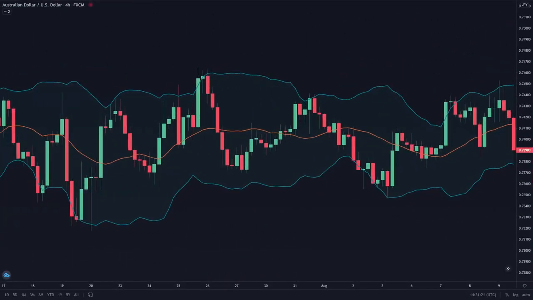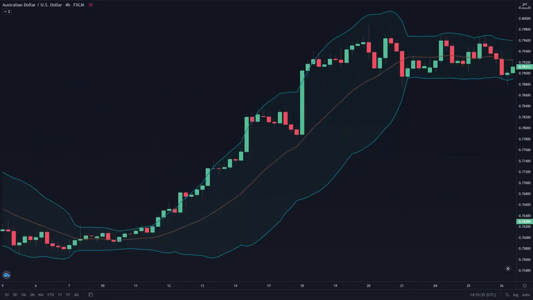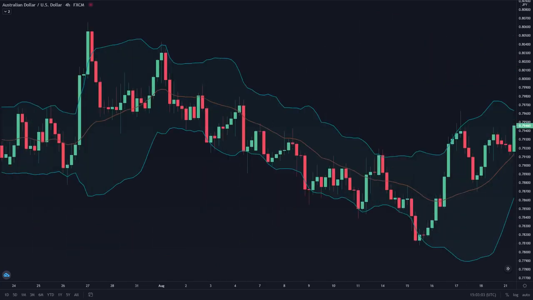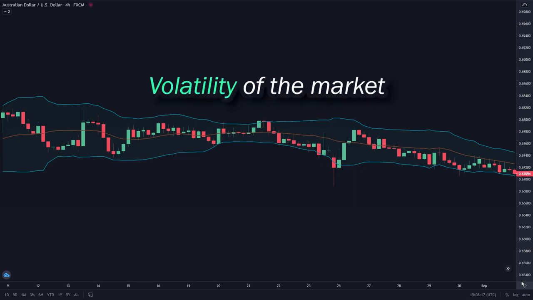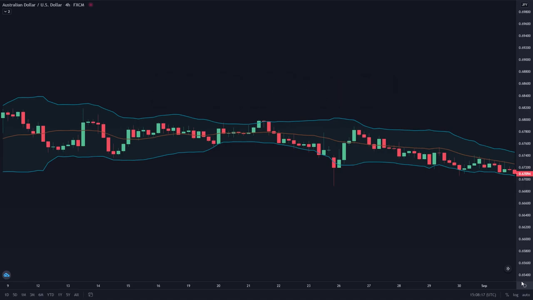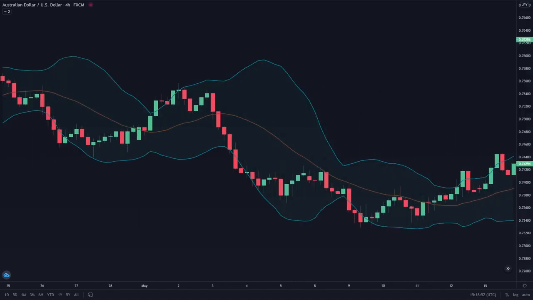The Bollinger Bands is a very simple to use indicator. It consists of three parts: a 20-period simple moving average in the middle, and two standard deviation lines above and below it. The middle line shows the overall direction of the market. If the line is heading upwards, it means that the market is on an uptrend. And if the line is heading downwards, it means that the market is on a downtrend. The two standard deviation bands are used to detect the volatility of the market. If the bands are contracting or close together, it means that the market is in a low volatility period. And if the bands are expanding from each other, it means that the market is in a high volatility period.